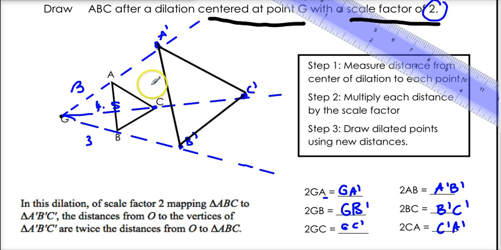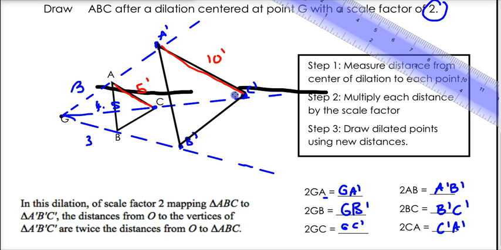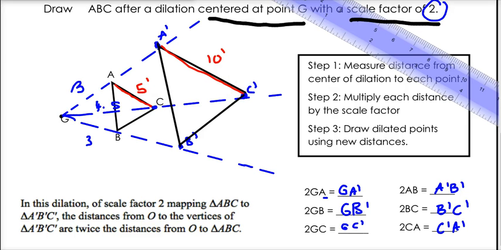If you aren't fully getting me, I'll just give you an example. Let's say we knew that AC was 5, all right? That would just mean that A prime C prime is 10. All right? Now, I don't have that, but that's how it goes. Could also measure it, but we know it's true. Okay, so that is how you draw a dilation. Now let's move to the coordinate plane.